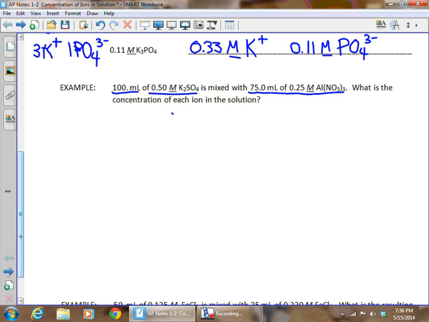The new concentration... Looks like the smartboard is trying to be a little glitchy right now. Let's hope that's temporary. We'll try it one more time. The new concentration is going to be moles over total liters.